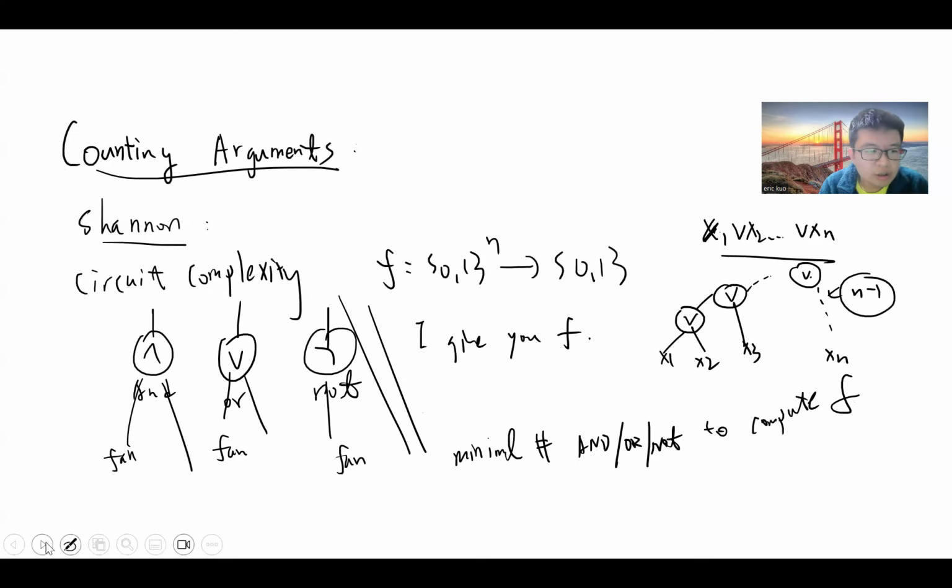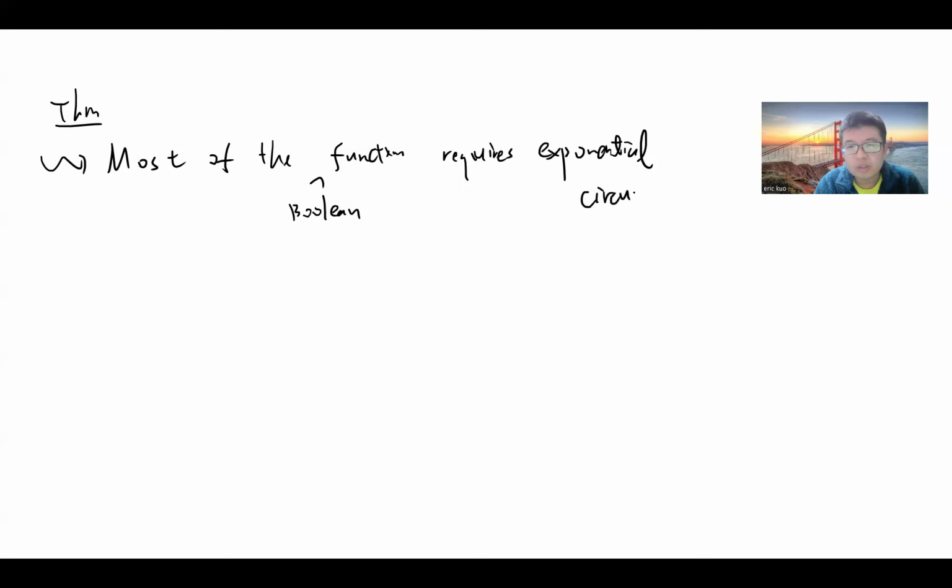Okay. So what this theorem tells me is the following. What Shannon tells me is that most functions, most Boolean functions, require exponential circuit complexity.